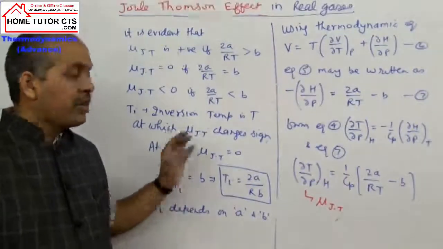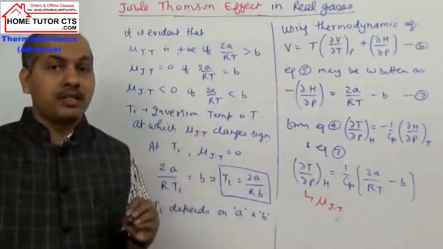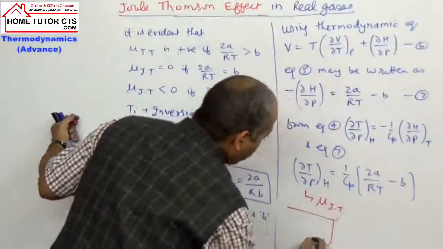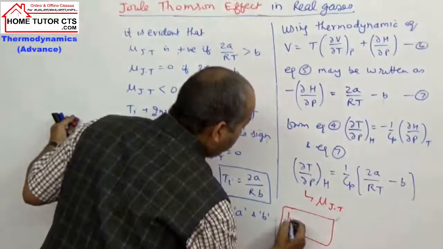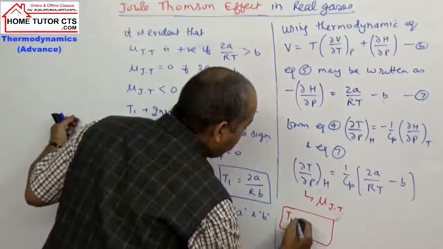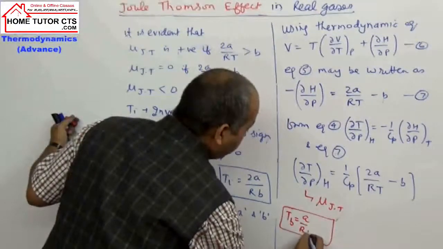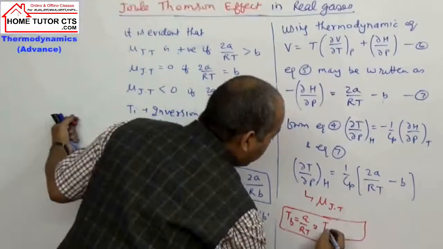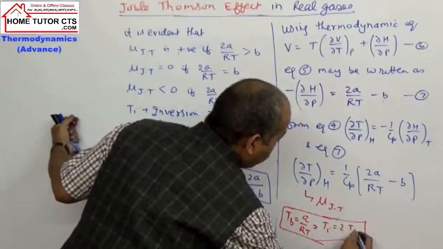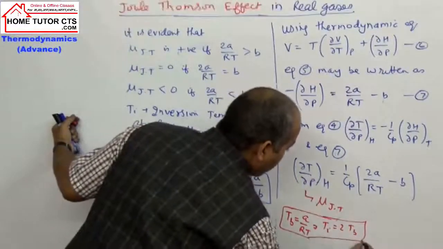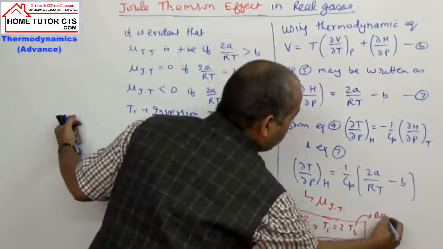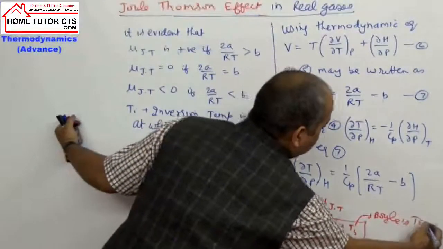Okay. Now one more term is used, called Boyle's temperature. It is not very relevant right now, but for relation purposes we use one term called Boyle's temperature. How much is TB? a upon Rb. Or we can take it relation-wise: Ti is double the TB. This TB is called Boyle's temperature.